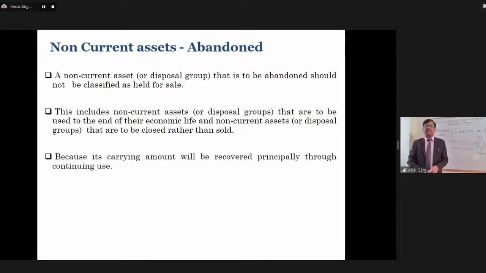A non-current asset that is to be abandoned shall not be classified as held for sale. This includes non-current assets or disposal groups that are to be used to the end of their economic life, and non-current assets or disposal groups that are to be closed rather than sold, because their carrying amount will be recovered principally through continuing use.